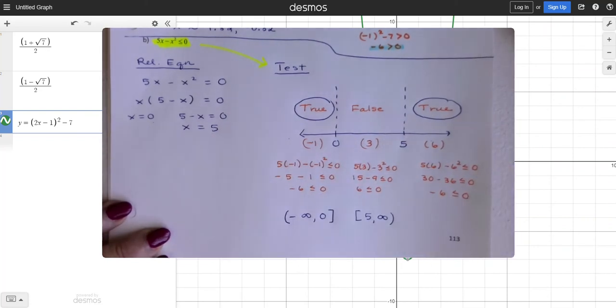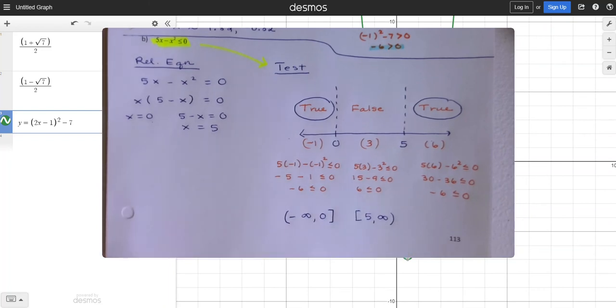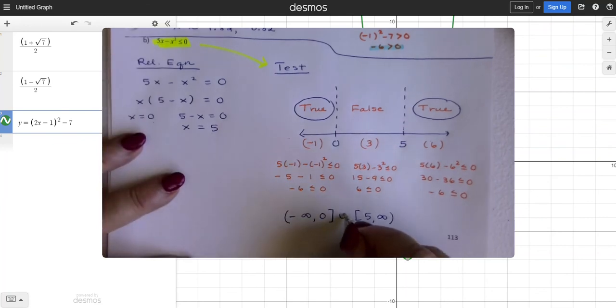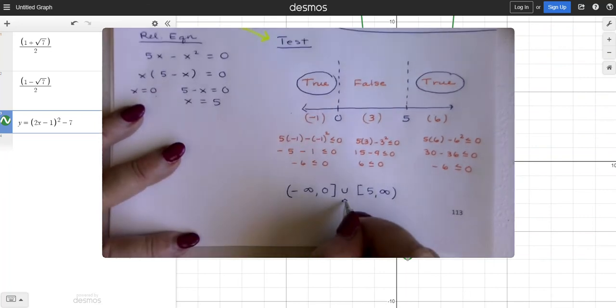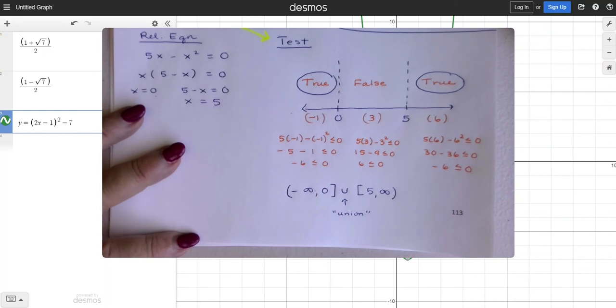By the way, I didn't do this on the first one, but I should probably mention something notationally. A lot of times when we have 2 intervals and we're trying to join the 2 pieces together to create one solution, we use this little union symbol. Just looks like a little U. And it just joins the 2 pieces of a solution together.